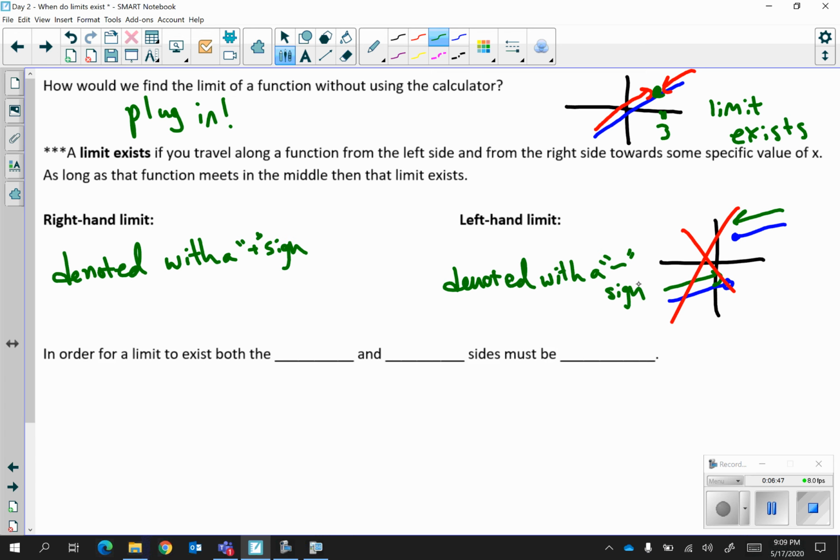Now, you know why that is, because if you're coming from the right-hand side, that's from the positive x values, right? Now, if you're coming from the left-hand side, those are the negative x values. So that's where we get that from. Now, in order for a limit to exist, both the left and the right sides have to be equal.